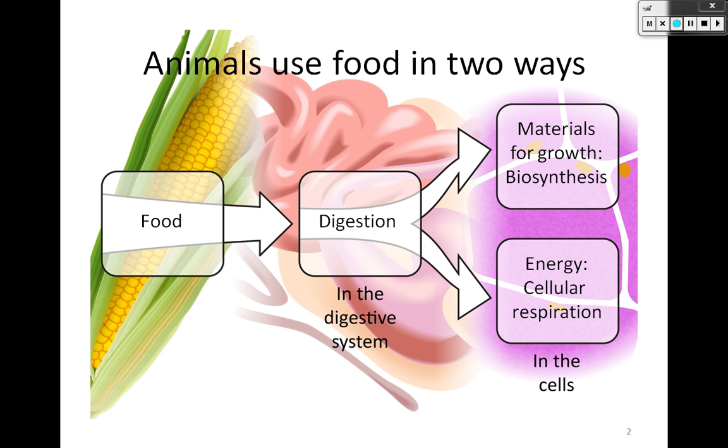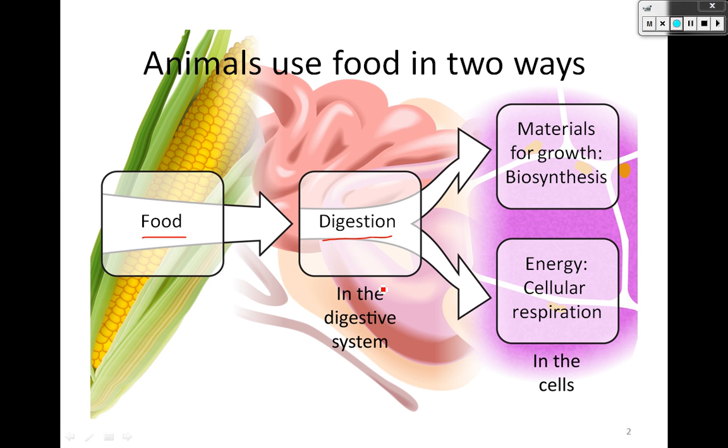All right. So animals use food in two different ways. And when I'm talking about animals, I'm talking not just about the cute and fuzzy ones, but also humans as well, and worms and insects. So remember, all of those things are animals, and so they all have things in common. And one of those things they all have in common is they all eat food. Now, that might seem silly to you, but plants, for example, don't eat food. They make their own food through photosynthesis. All animals eat food. And then we all digest our food in the digestive system.